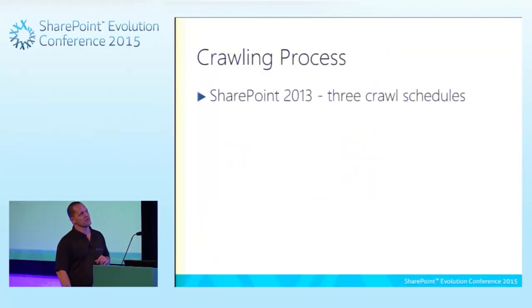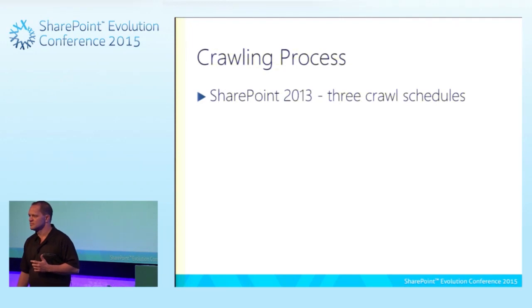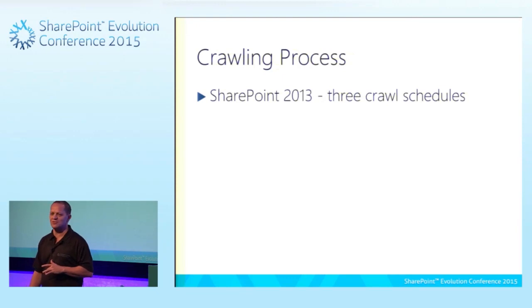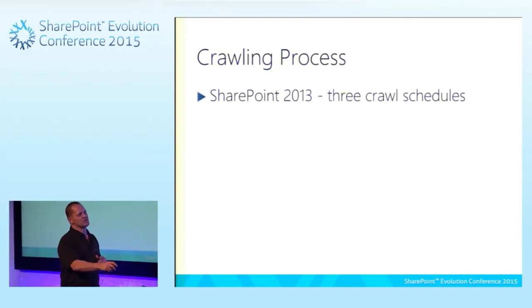If we look at the crawling process, we've got 3 crawl schedules. Now, we all know the first 2. I mean, hands up who hasn't worked on search ever. Any 2010 people in the room? Must be a lot of SharePoint 2010 people in the room that have worked on search. All right. So that part of the schedule hasn't really changed.